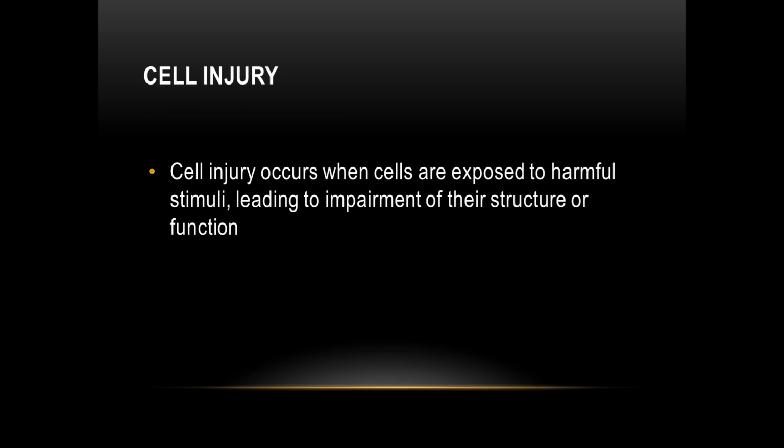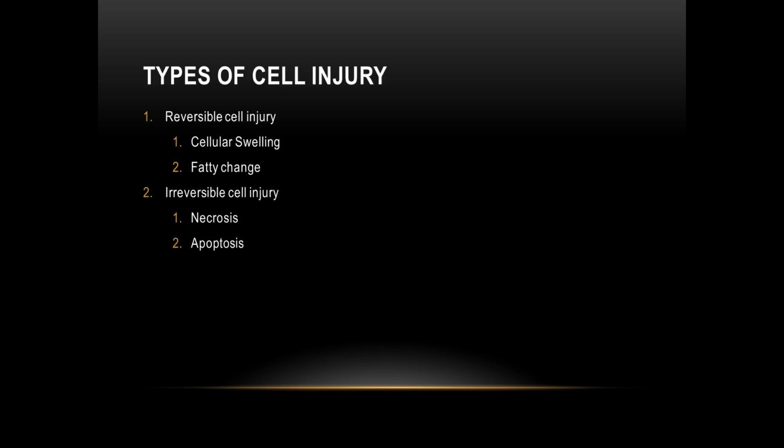Definition and types of cell injury. Cell injury occurs when cells are exposed to harmful stimuli, leading to impairment of their structure or function. It can be categorized into 1. Reversible injury. Cells can recover if the damaging stimulus is removed. It includes cell swelling and fatty change. 2. Irreversible injury. Severe damage results in cell death with no possibility of recovery. It includes necrosis and apoptosis.